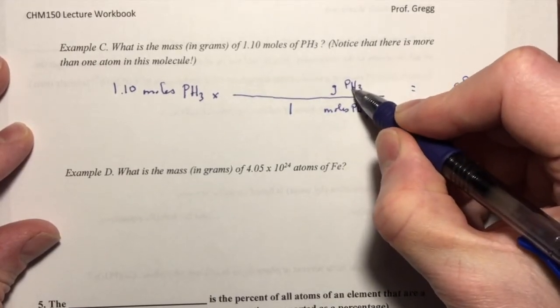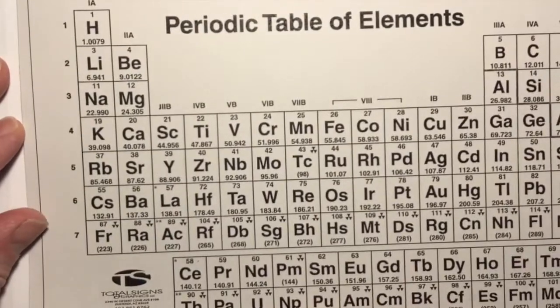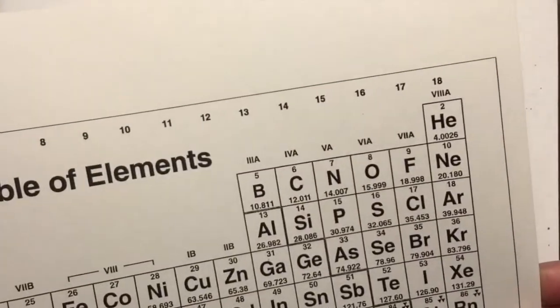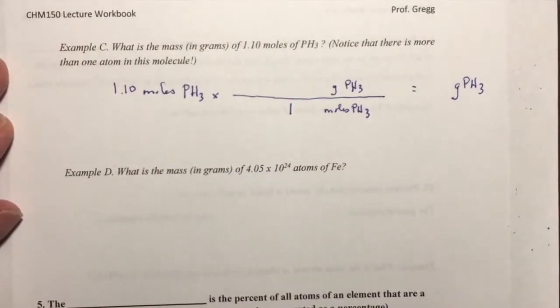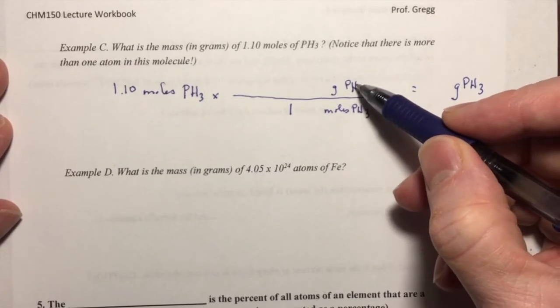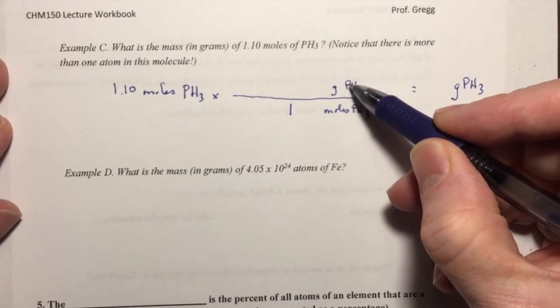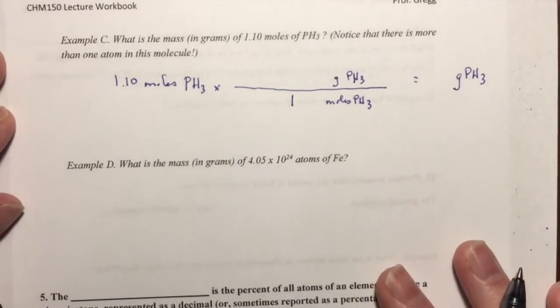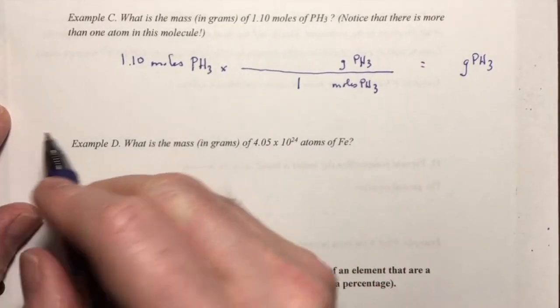But now we have a little bit of a problem because nowhere on the periodic table of the elements am I going to find the molecule PH3. So, as you may recall, the way that we get the molar mass for a compound or a molecule is that we have to add up all of the atomic masses. So we have to do a little side calculation, side math.